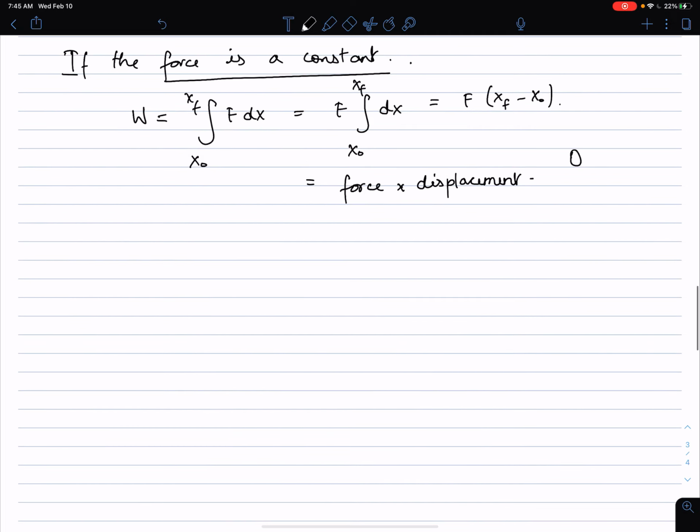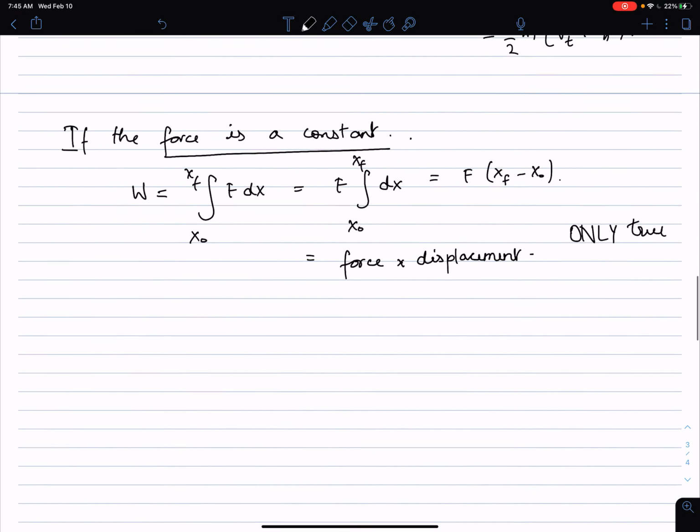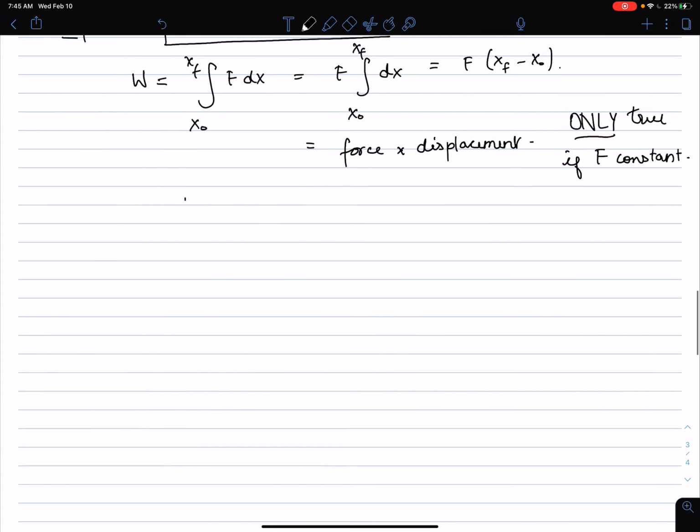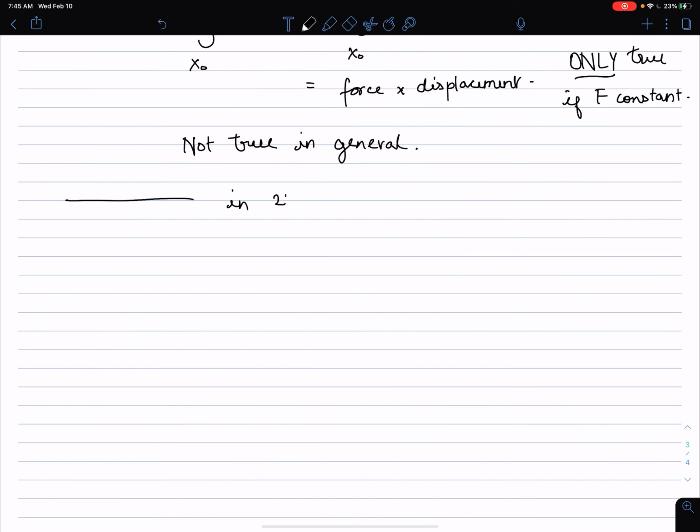Okay, this is only true if f is constant. It is not true in general. So you want to remember that. In 2D or 3D, if f is constant, then work is going to be equal to f dotted with r final, the final position vector, minus the initial position vector, r naught or r initial, or whatever you want to call it.